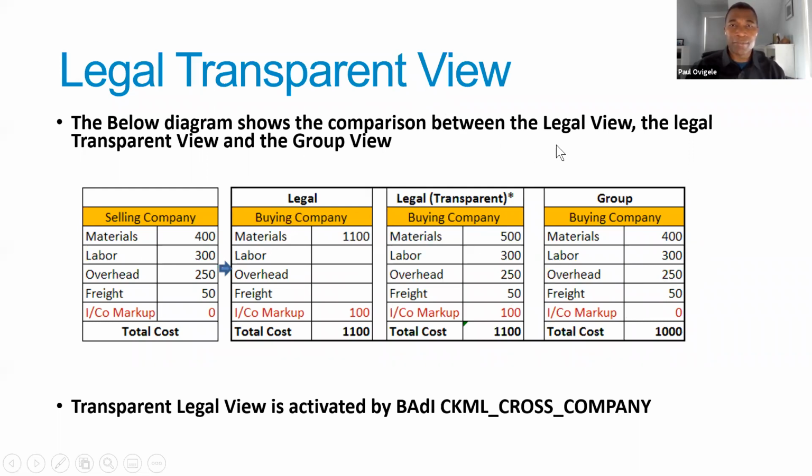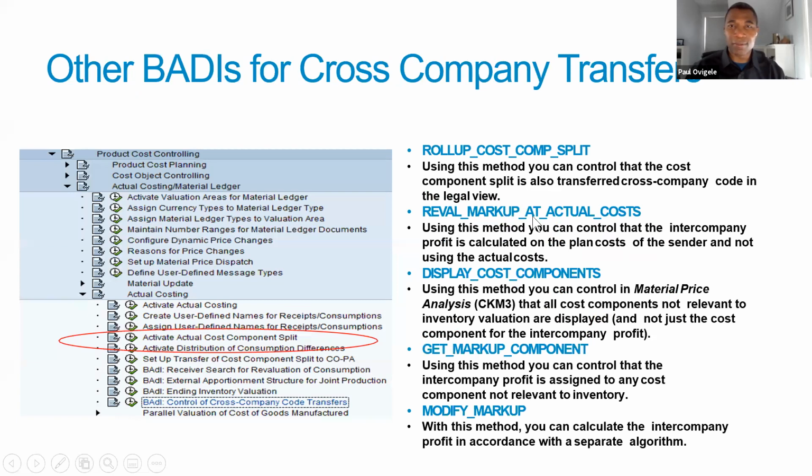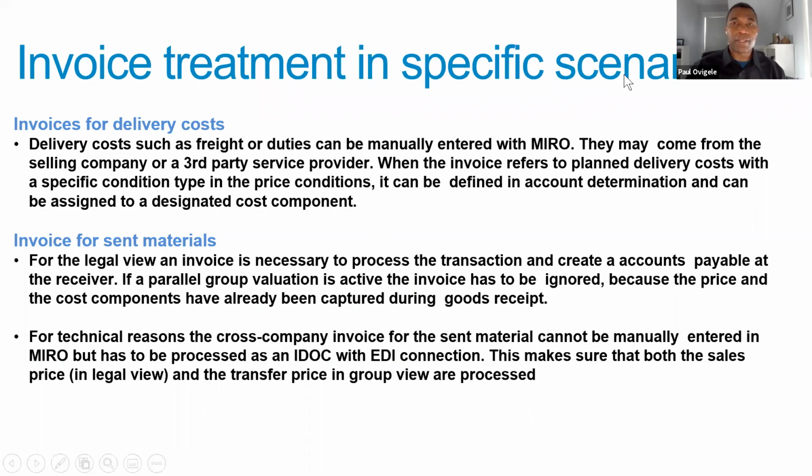There are other BAdIs you can use with this. I'm not going to go into it, but there's another bunch of BAdIs that do other things if you're recording markup between companies. All right. Just a few things about this, just a couple. If you have freight in this process, you can post the freight separately with something like a MIRO for your delivery costs.